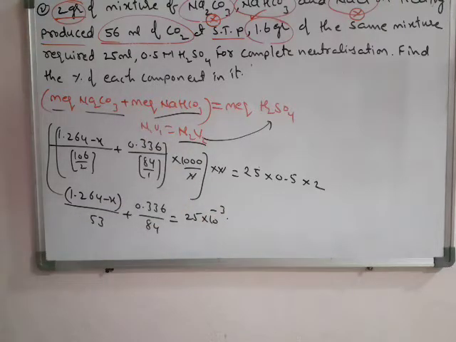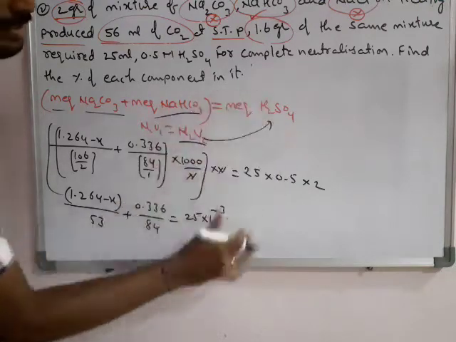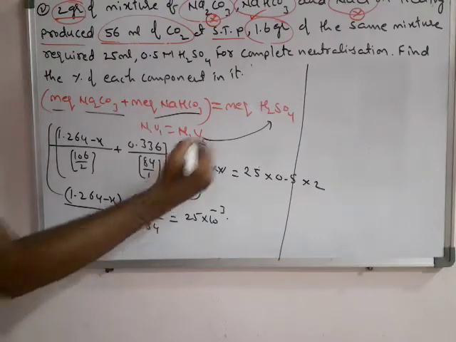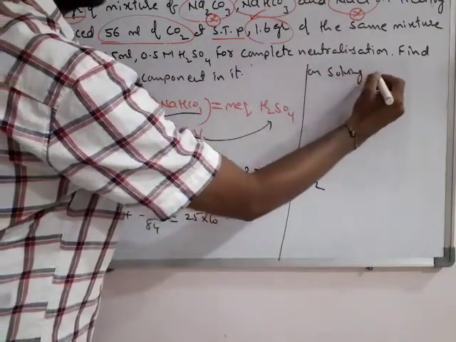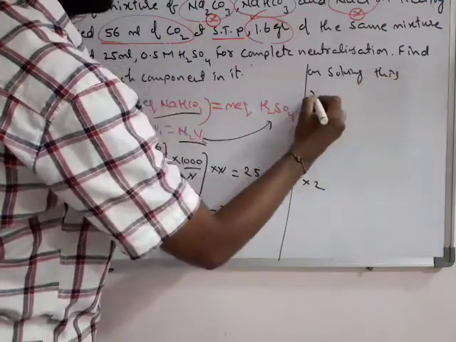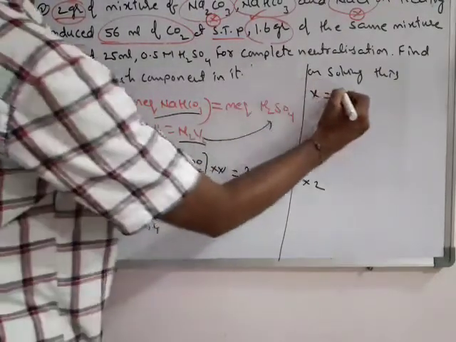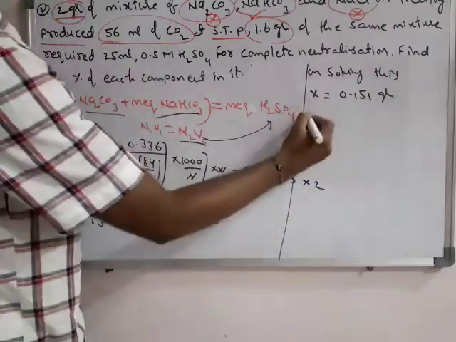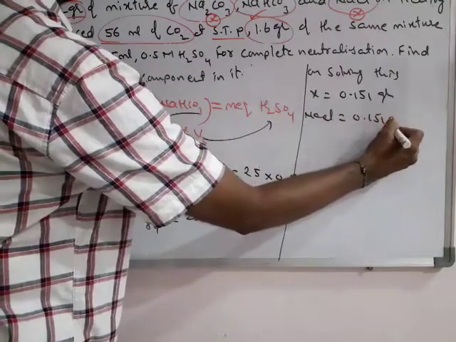So on this whole calculation, it is a very big one, we are going to calculate in this normal space. So by solving this equation, here we got x equal to 0.151. So therefore the NaCl amount is 0.151 gram.